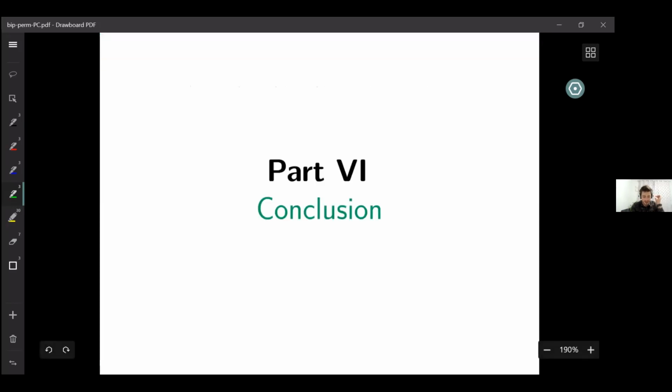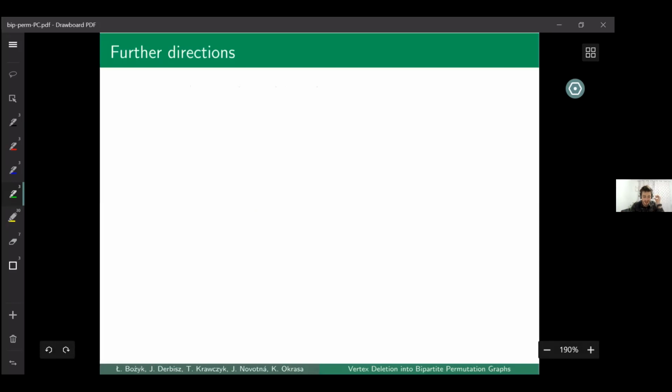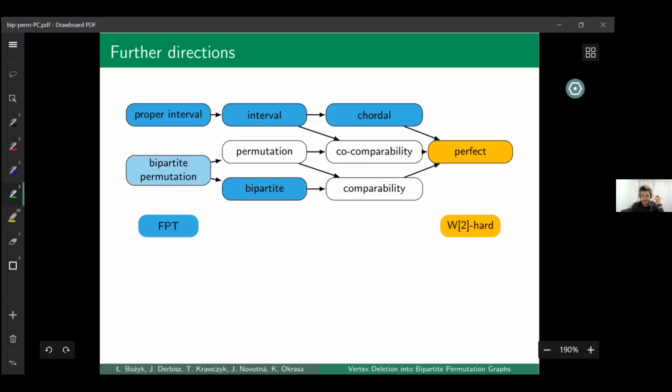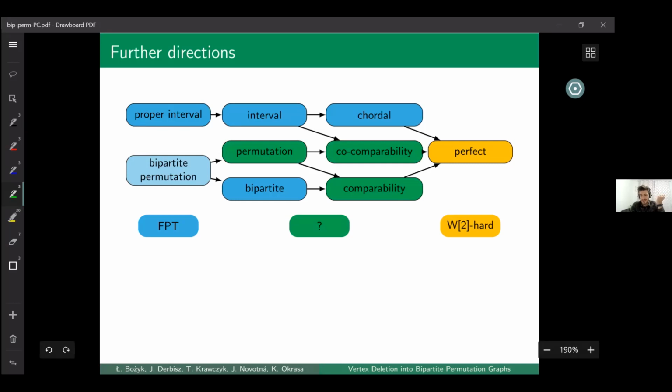But for now, let me go towards the conclusion of what happened there. And in order to give the conclusion, let me give you the picture one more time. There was this question already: what about these blue rectangles? Let me repeat the question, but then color them green. And green stands for we don't know.